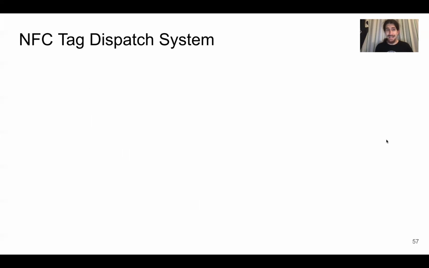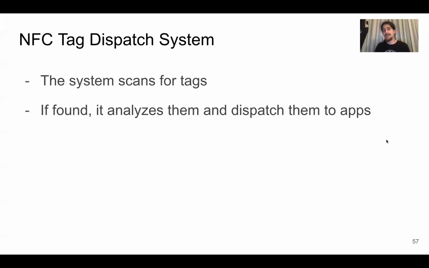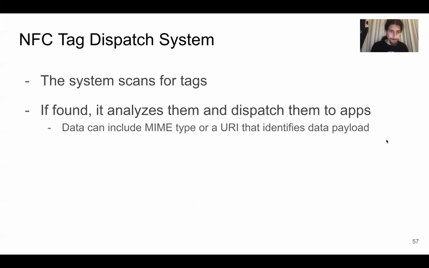There is some kind of tag dispatch system where the system scans for tags. So let's say that you take your phone and you scan for a tag. Now this tag has some kind of content, and the system scans for tags, and if found, it analyzes the content, and then depending on some information within the tag, it sends this information to the appropriate app.